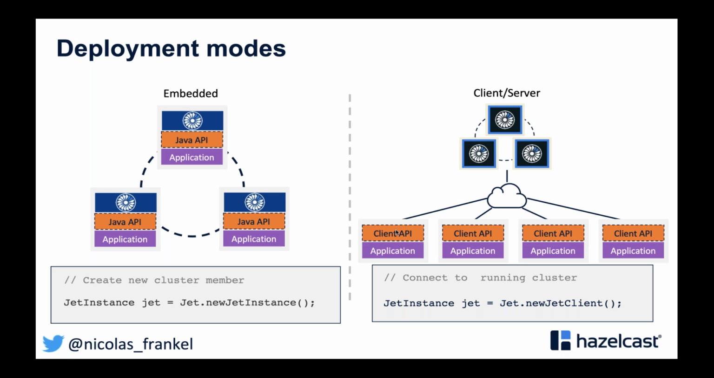We have different client APIs such as C#, Go, Node.js, Python, and C++. And it's the same. You just change the API that you are using, and then you join the cluster as a client.